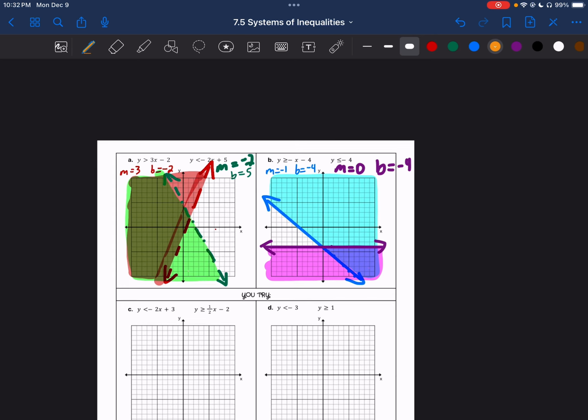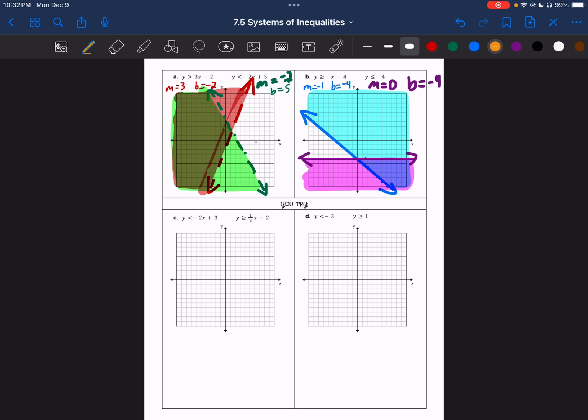All right, I want you guys to do letters C and D on your own. These are 2 you-try problems. Graph those on your own and then check your answer against mine.